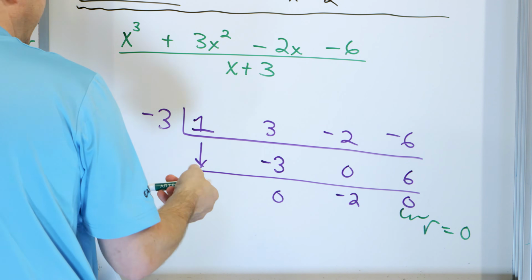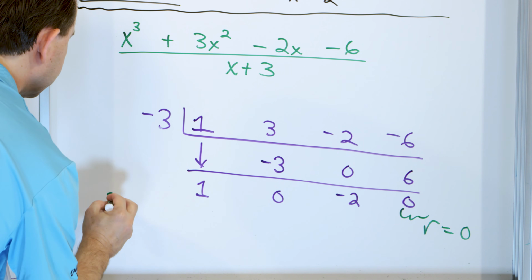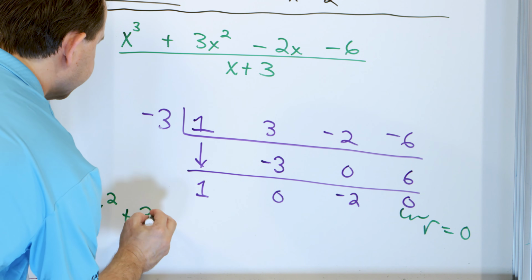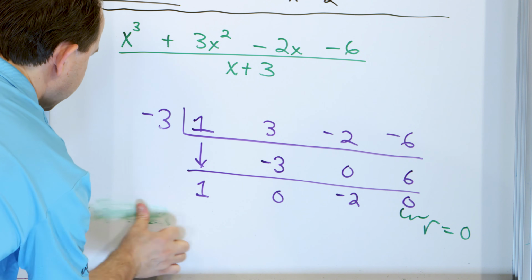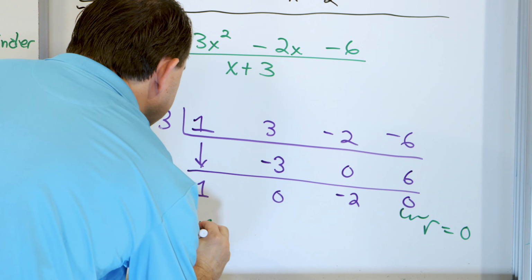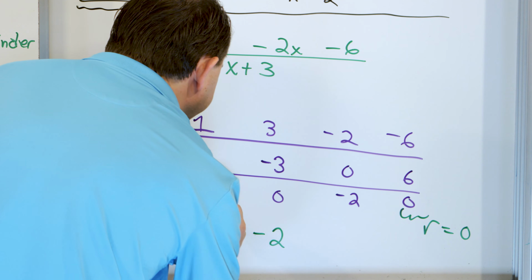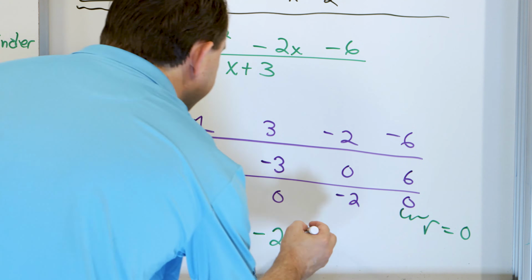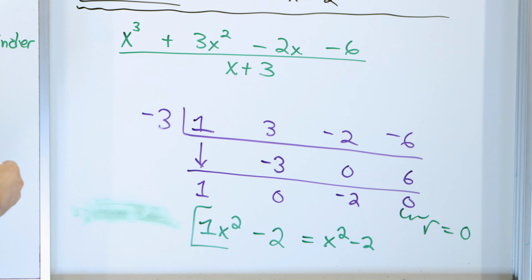I know that it's a cubic, I'm dividing by x, so this has to be x squared. 1x squared plus 3x. Oops, I'm writing the wrong thing down. I'm sorry about that. What I have here as an answer is 1x squared plus 0x minus 2. This is the answer. Or you could just write it as x squared minus 2. So the answer is x squared minus 2.